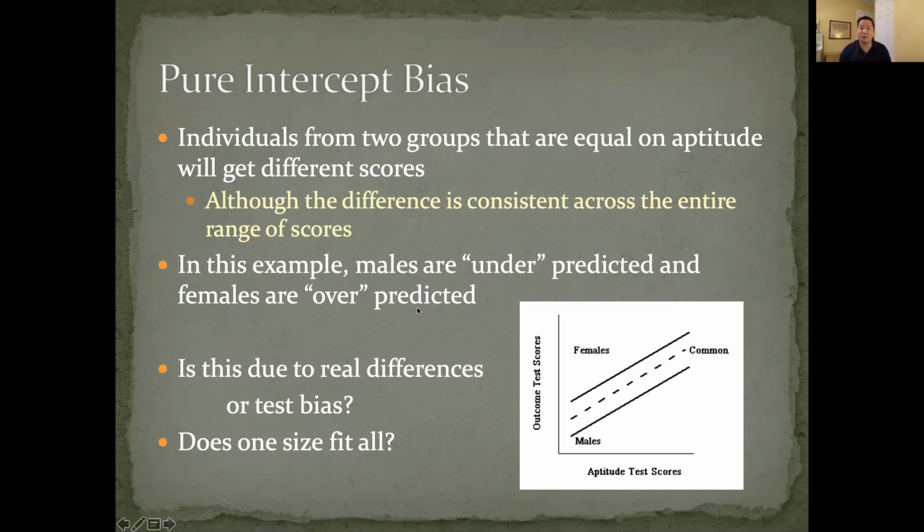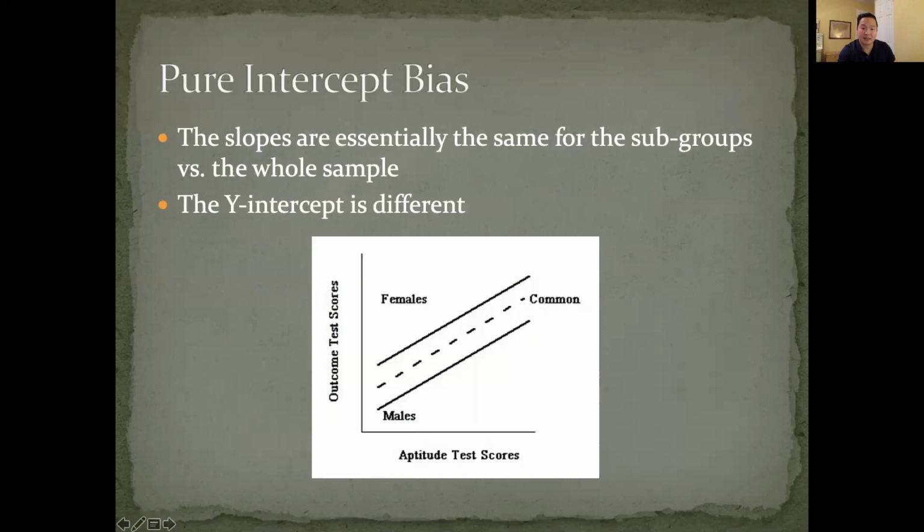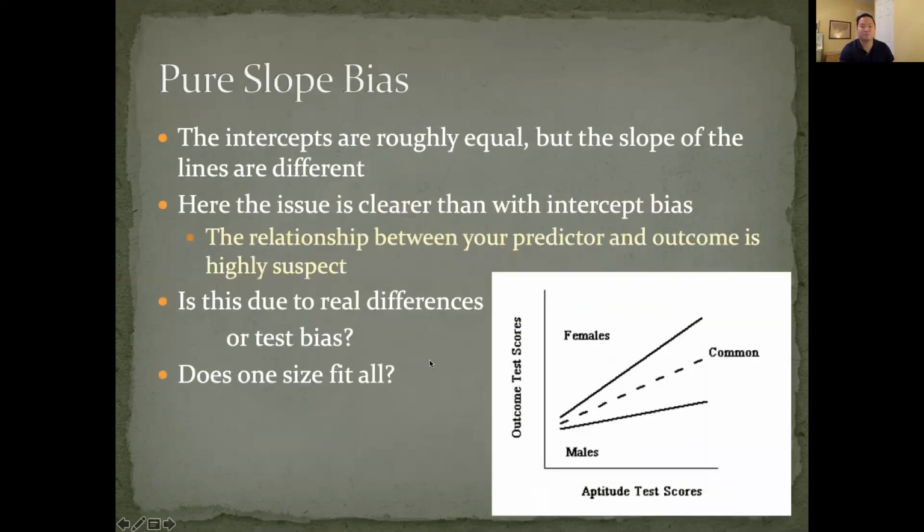What we tend to want to do is get a little bit more sophisticated. So this is a building block. We look at pure intercept bias first to see, are there differences in where the lines hit the y-axis or the outcome axis. I'll go back to make this a little bigger. Here, males have a lower outcome, common has a higher, and females have even higher. And remember, we're comparing females to common, males to common.